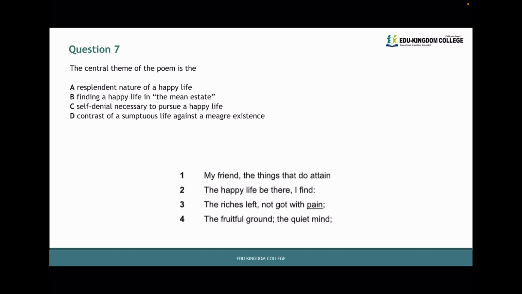So the central theme of the poem is the what? So throughout the poem, we have a lot of beautiful visual imagery. I've just put up the first stanza as an example. We have the words like the happy life, the riches left, not got with pain, the fruitful grounds, the quiet mind. We have some techniques here like listing that paint us a picture of a really calm area and, well, happiness and contentedness. So that best aligns with option B, finding a happy life in the mean estate.